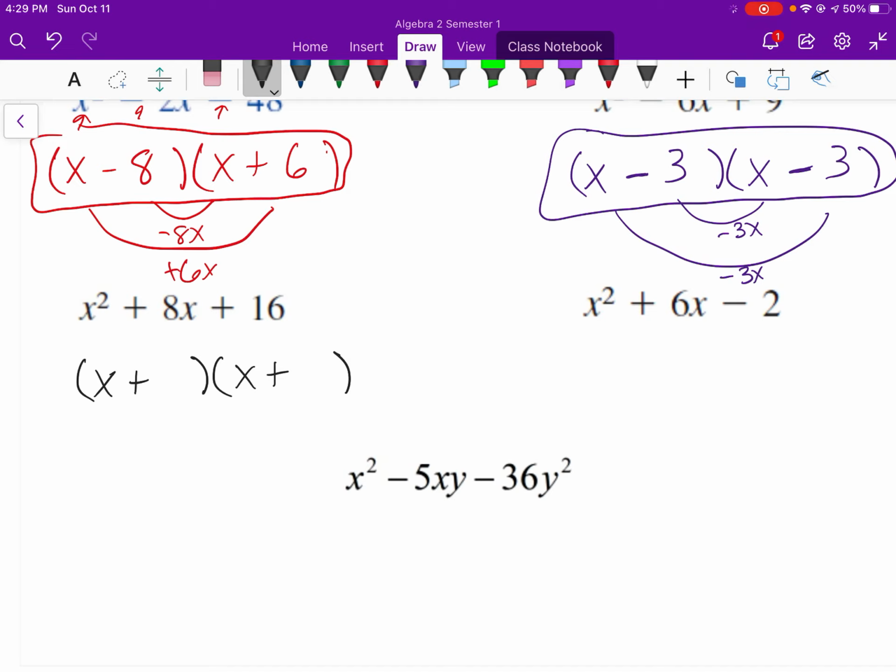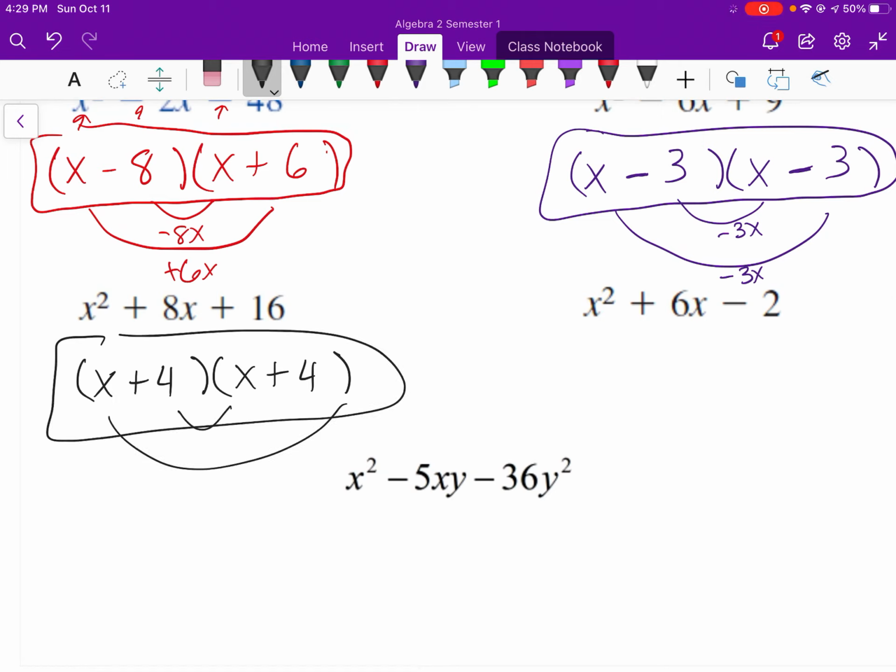Ways to multiply and get 16: 1 and 16, 2 and 8, 4 and 4. But then you got to remember, we got to combine those two values to get 8. So I notice that 4 and 4 will help me get to that. Checking outside, inside, 4x and 4x combines for that 8x.